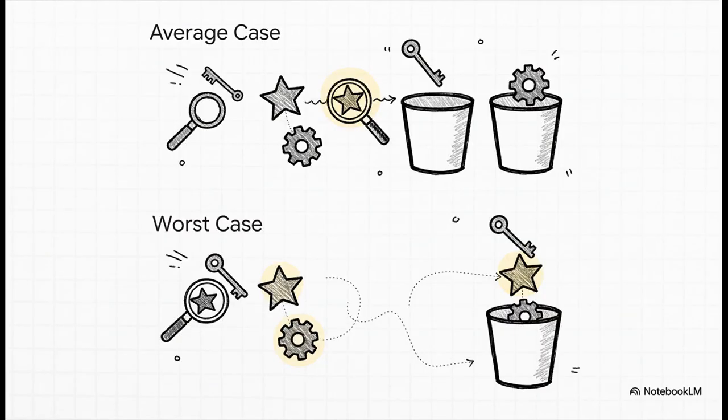But here's the real story. On an average day, yeah, they're O of 1. But in the absolute worst case scenario, they're O of n. How? Well, hash collisions. If you get super unlucky and every single one of your keys hashes to the same spot, your fancy hash map basically just turns into a plain old list, and you're stuck searching through it one by one.